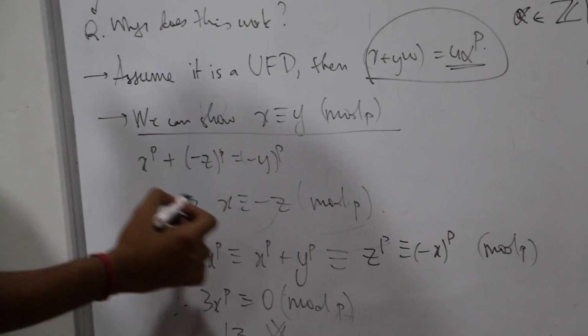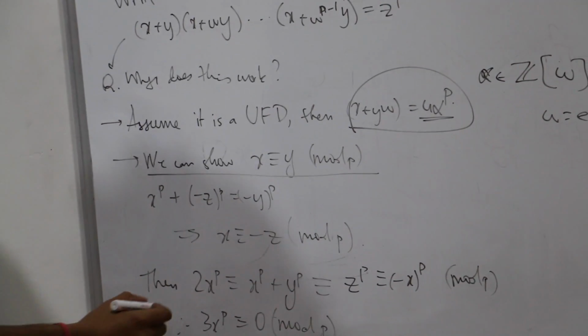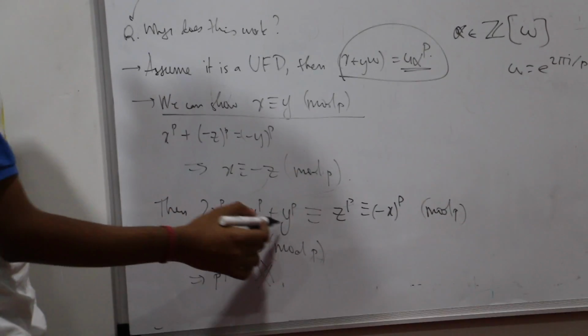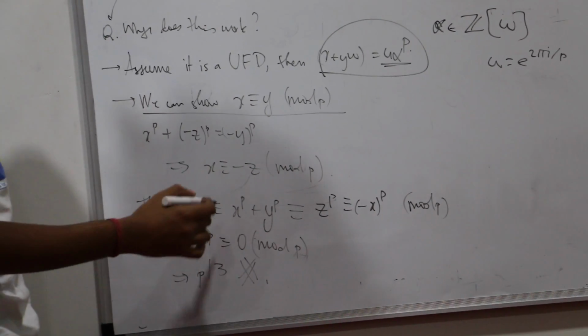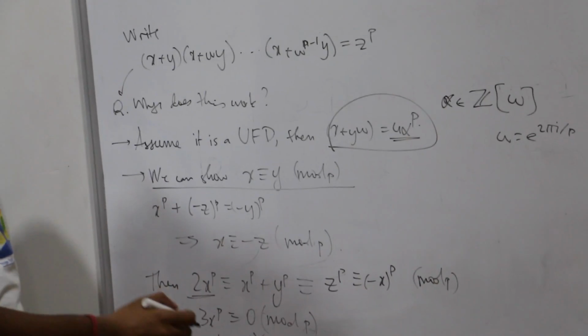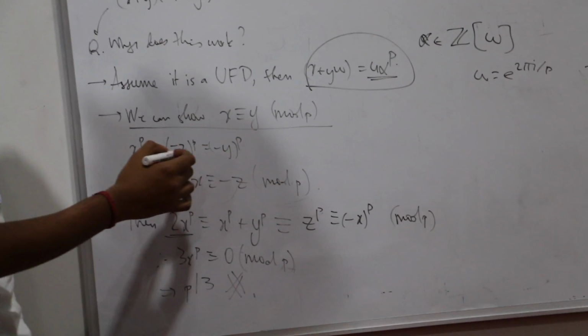So then we get x is congruent to minus z mod p. So now look at 2x^p. 2x^p is x^p plus x^p. And modulo p, x^p is y^p. So it's x^p plus y^p. But x^p plus y^p is z^p. So this is congruent to z^p. But z^p is minus x.